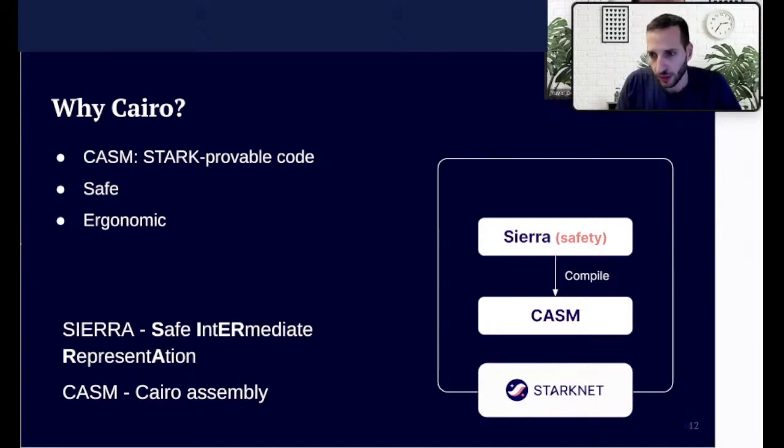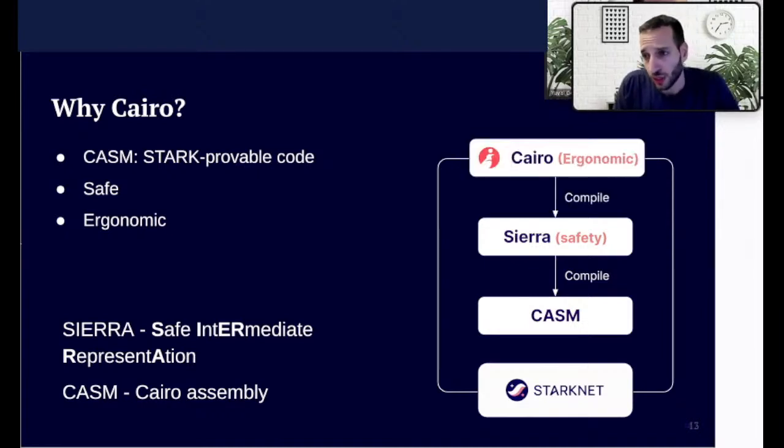The second layer is Cairo, which adds the ergonomics, and this is a high-level language. So what we get is Cairo, a high-level language that compiles into Sierra, that compiles into CASM, which is also always a safe CASM that can be proven. This is what we want from Cairo, and this is what it has.